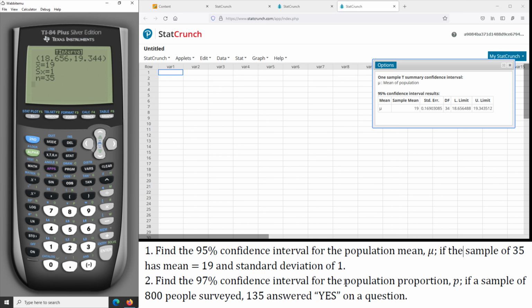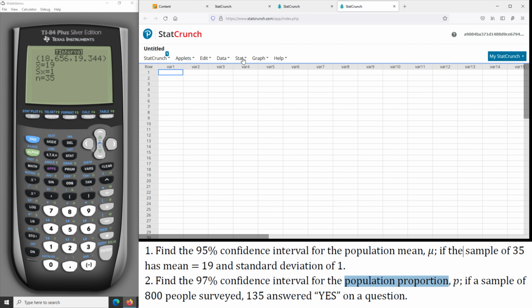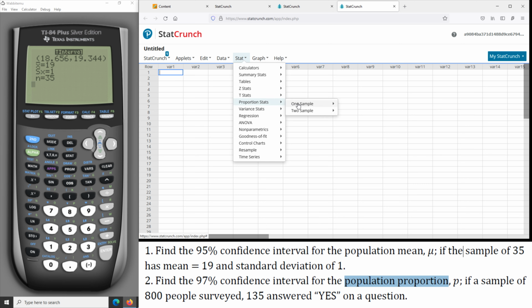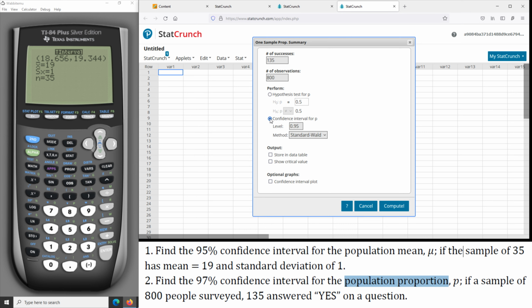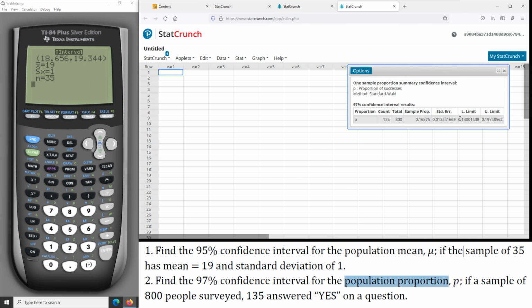Next, we go to the population proportion. And we use StatCrunch first. So we will go to Stat, Proportion Stat, One Sample, with summary. Right. So for the number of successes, we have 135 who answered yes to the question, and 800 observations. And then we find a confidence interval of 97%. And then we just compute. So this will be the lower limit and upper limit for the confidence interval of the population proportion.